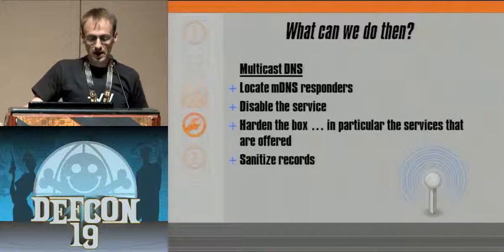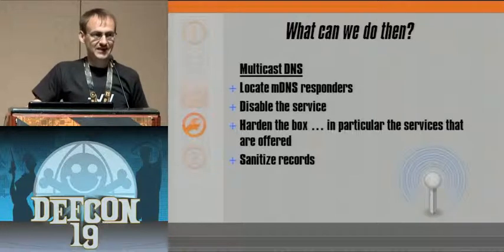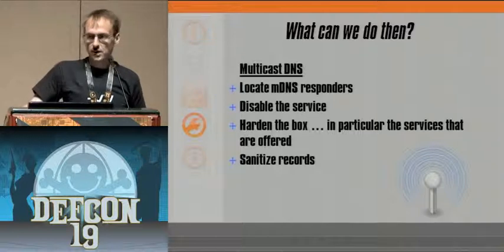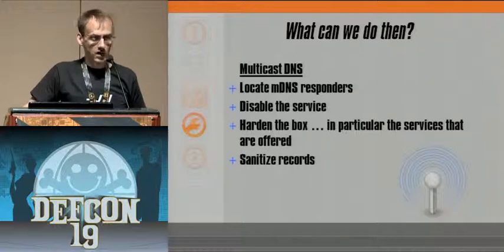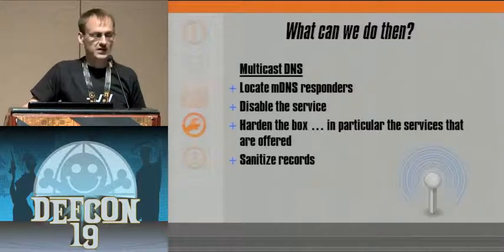But track the members so that you do know who's participating and you're aware of what you have out there. And now as far as multicast DNS is concerned, the first one was basically to deal with people listening out there on the network. But how do you deal with people who are advertising? I think it's important to take the tools that I've developed, because I know that's what I've been doing, to locate the MDNS responders out there. Disable the service if you can. And if you can't, harden the box, in particular the services that are offered. And make sure, if you can, also sanitize those records.